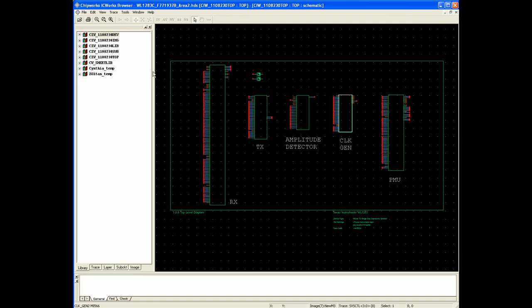If you are interested in other schematics on this device, such as the Bluetooth receiver circuit, or the Bluetooth transmitter, or simply the power management circuit, please contact Chipworks for details on ordering the full circuit extraction on these blocks.